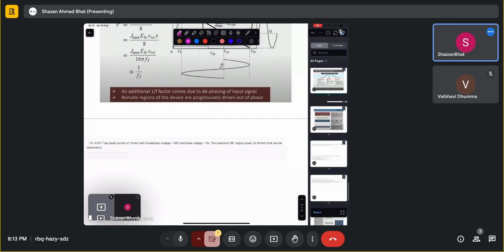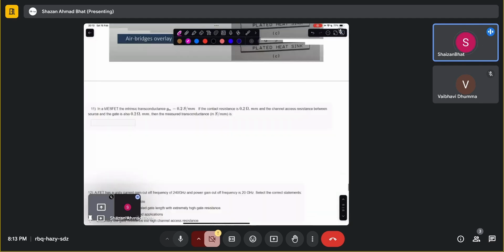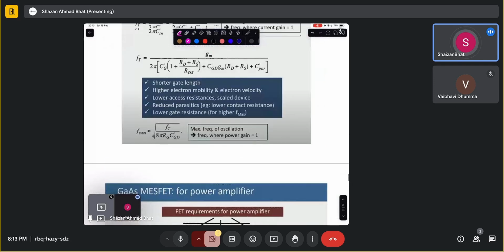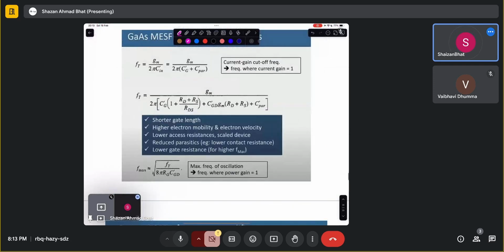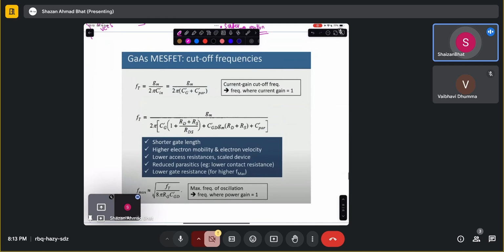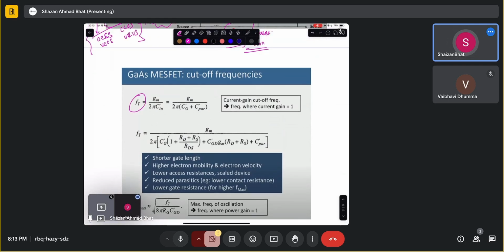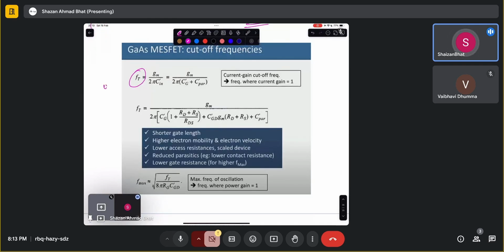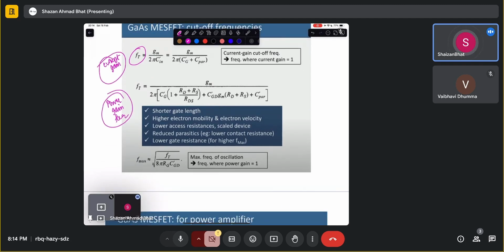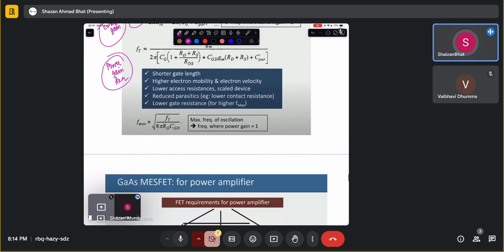Okay, let me start with what is important right now. These are basically the two frequencies which are important. One is the current gain frequency, and the other is the power gain frequency. I talked about it in the previous slide, and there are certain relations. Basically, this is related to the transit time of the electron, how fast an electron can go from source to drain, and other things.